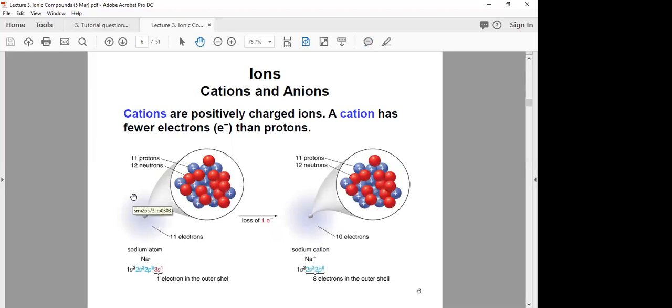Sodium has how many valence electrons? If you were to look up sodium on the periodic table, you would see that it belongs to, it's found in group 1A.